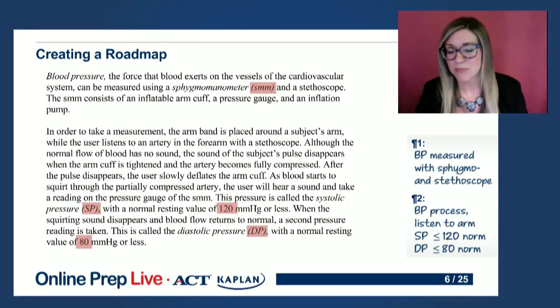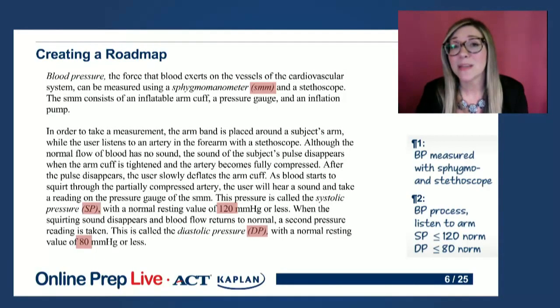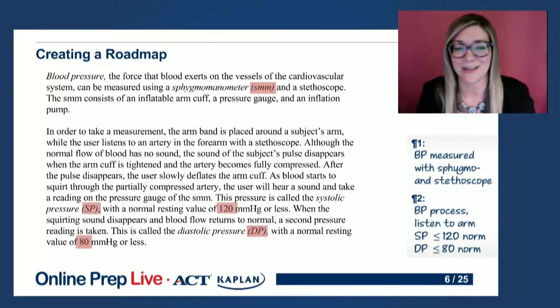But remember, we're not trying to memorize this information. It's going to be here for us. It's not like they're going to take the passage away from us. We have it right here, just like if you were looking at a book and you were trying to take notes on it. The book is right in front of you.